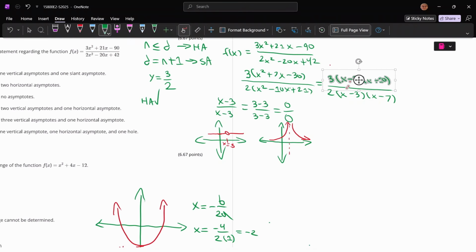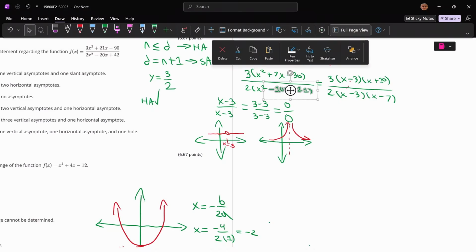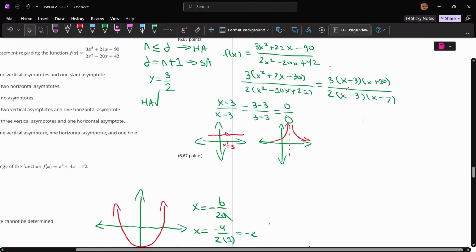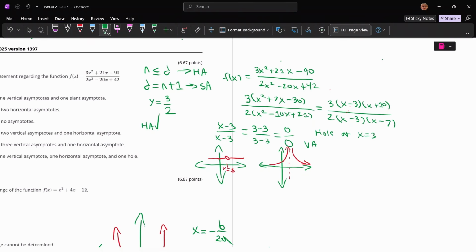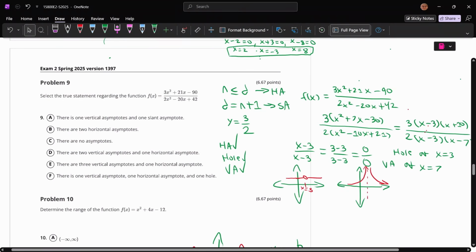So when you have a hole, it's going to be the case where you have something in the numerator that cancels out the divide by 0 thing in the denominator. Otherwise, whatever divide by 0 term you have is just going to give you a vertical asymptote. So in this case, x minus 7 is going to be a vertical asymptote. So we have a hole at x is equal to 3 and a vertical asymptote at x is equal to 7. And so in total, we have three different types of discontinuities: a horizontal asymptote, a hole, and a vertical asymptote. Matching that up with the answer choices here, the answer would be F.